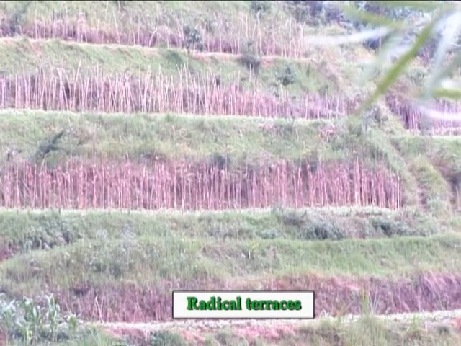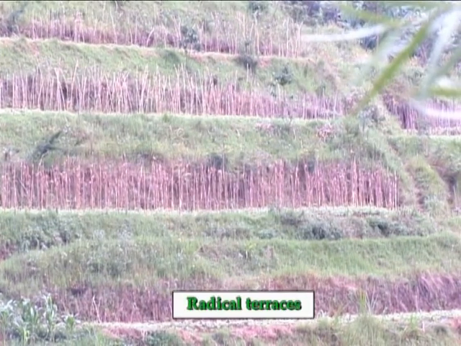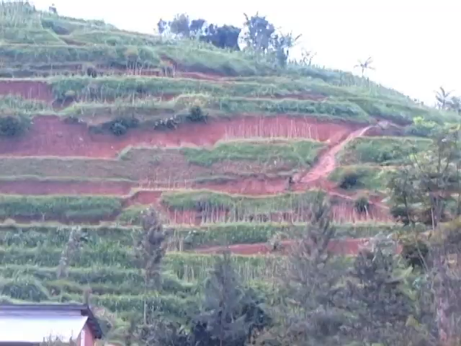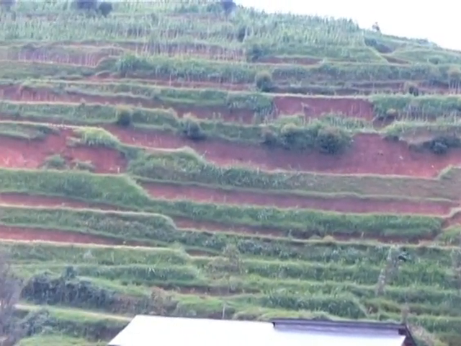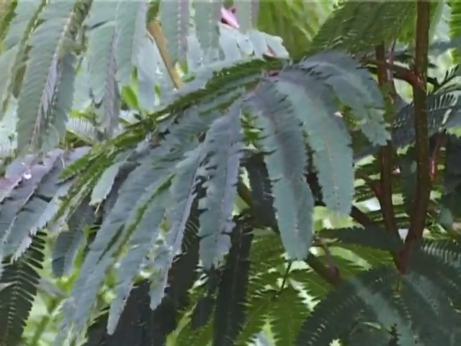There are many solutions to control erosion. One, you can use radical terraces. Radical terraces are very expensive. It means that the farmer cannot afford them. So at the beginning of the project, we helped farmers to build these radical terraces. After the construction of radical terraces, we stabilize this area with these agroforestry species.